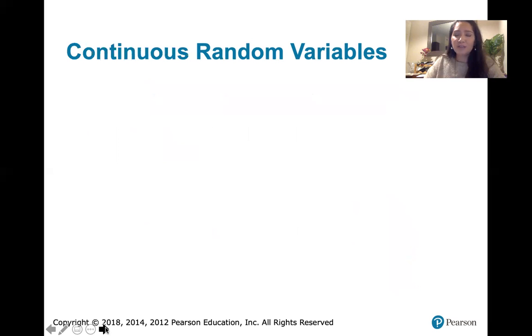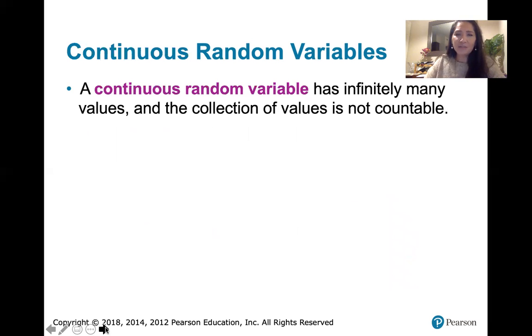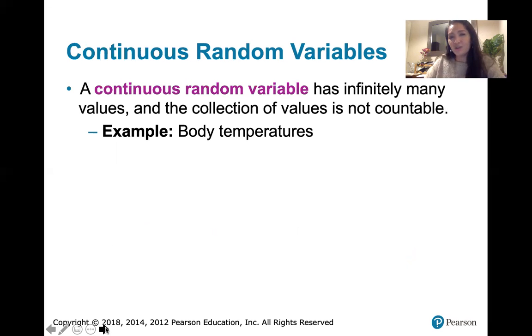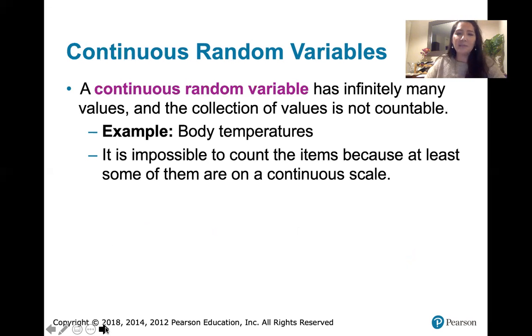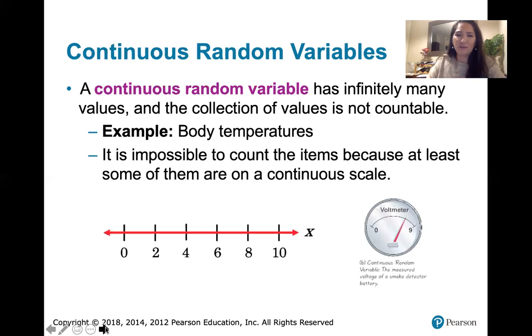Now, continuous random variables can never be counted. A continuous random variable has infinitely many values. For example, body temperatures. Body temperatures exist over a range of values, and you've got an infinite number of values from the lowest all the way to the highest. It's impossible to count these items, because at least some of them are on some kind of continuous scale. That's why we call it a continuous random variable.